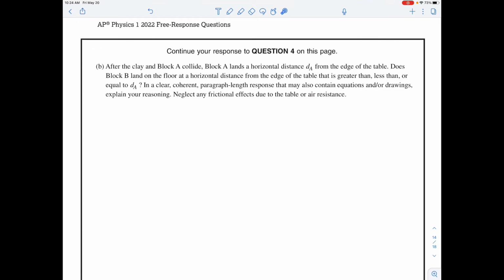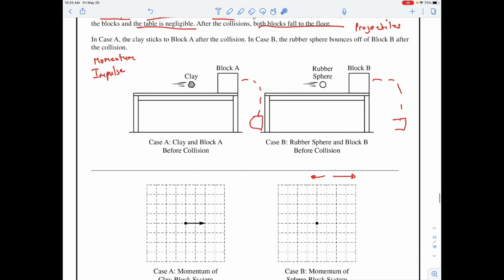Oh, I already know the answer to this. First of all, whichever one has the higher speed afterwards is going to go the farthest. So that's what the question is really asking: which one has the higher speed? If the clay and the ball have the same mass and these two have the same masses, as I said before, this one is going to rebound. Because it rebounds, it has a greater change in momentum. If it has a greater change in momentum, therefore it has a greater impulse, which means that the impulse on this one will be greater, which means that this one, block B, will be flying further.